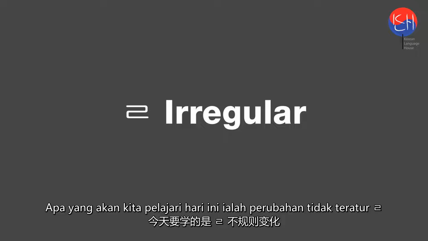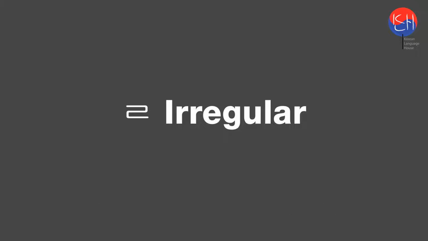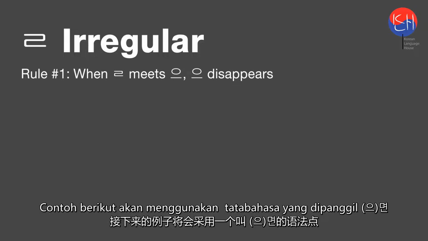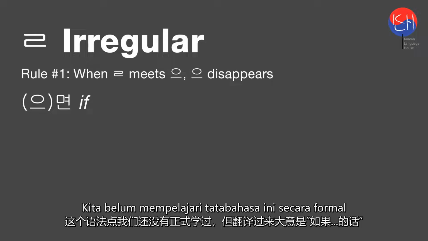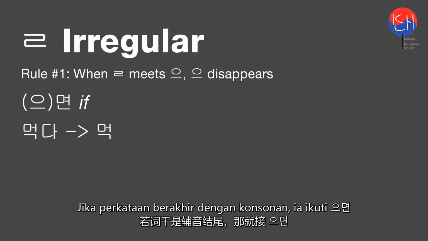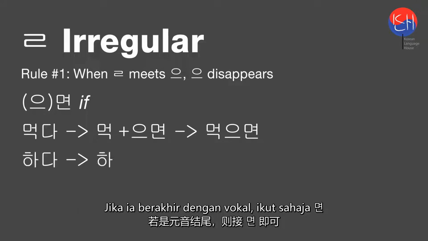Today, we'll learn how to conjugate the ㄹ irregular. There are two rules. Rule number 1. When ㄹ meets ㅇ, ㅇ disappears. We're going to use a new grammar point called 으면 for example. We haven't covered it in our lessons yet, but it means if. It's easy to use. Just attach it directly to the stem of a verb or an adjective. If the stem ends with a consonant, you add 으면. And if it ends with a vowel, you add 면.